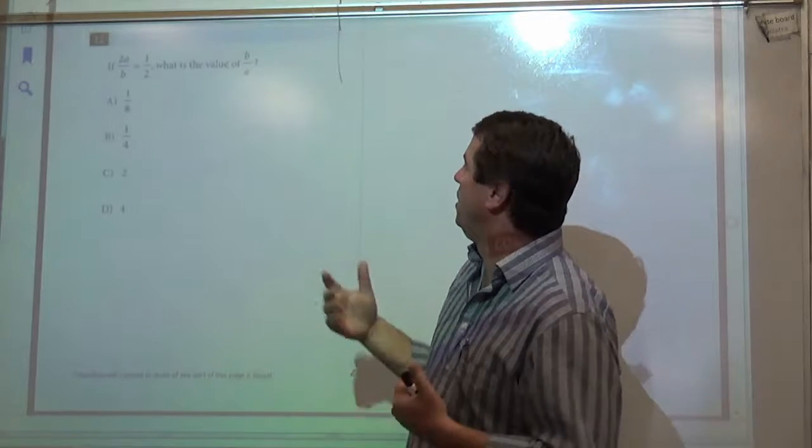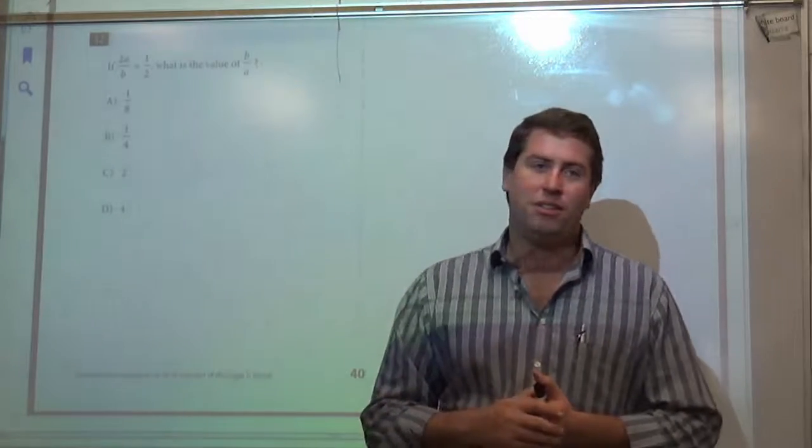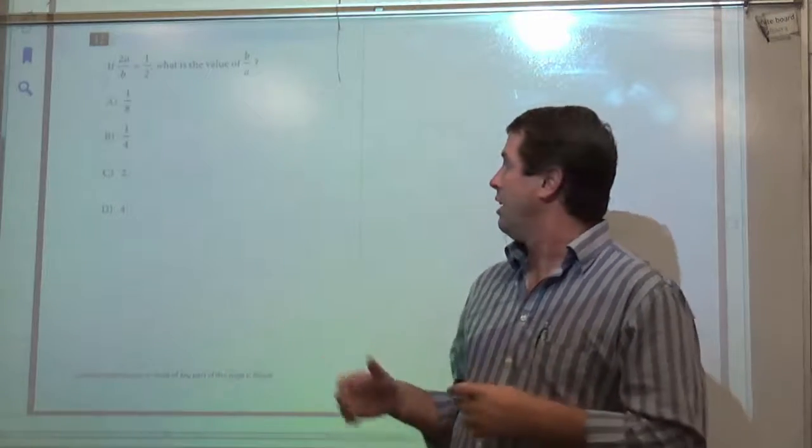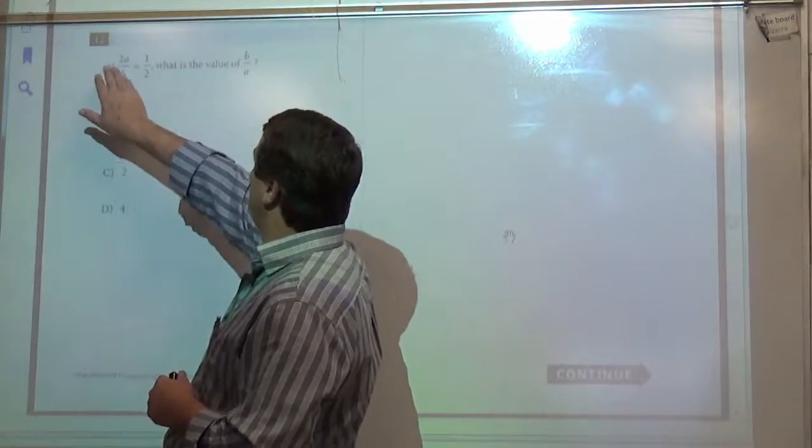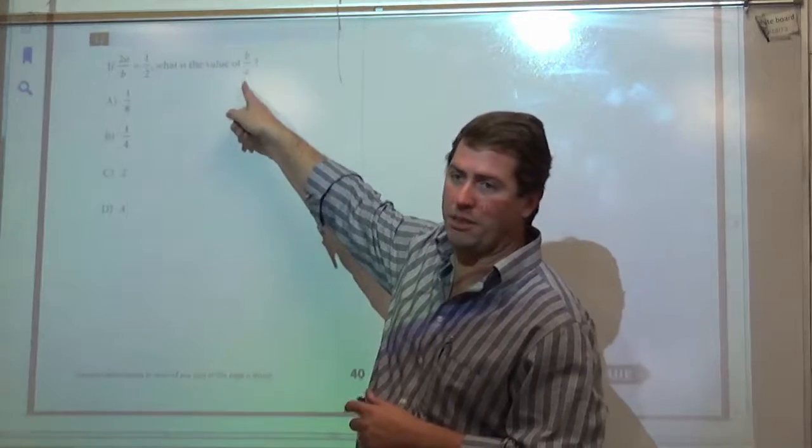All right, 2a over b equals 1/2. What's the value of b over a? So I've got to clean up my stuff in order to actually get that. I want to turn this around until it actually looks like this.